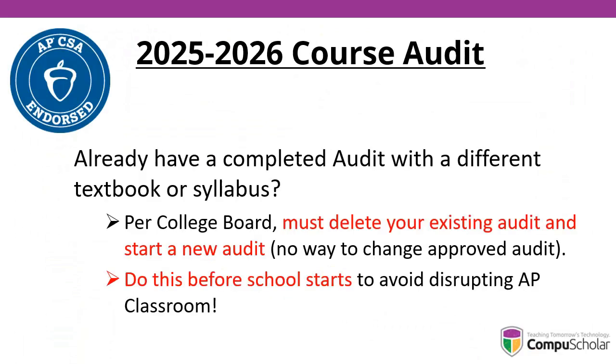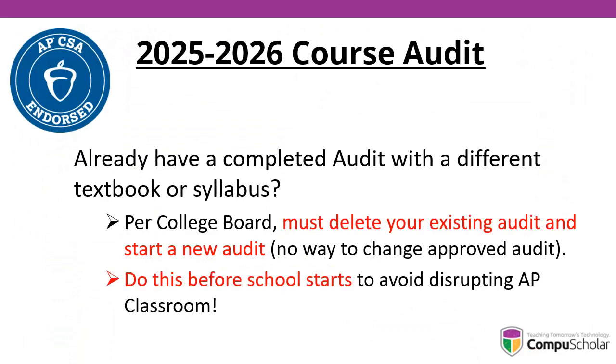We are aware that some teachers have already completed the course audit and selected a different textbook or a different syllabus. You may have simply completed the course audit in previous years and have now switched over to using the CompuScholar materials. We've had a lot of conversation about this situation with the College Board because frankly there's no easy way to change your course audit to select a different textbook or syllabus. So what the College Board has told us is that the easiest way to do this is to simply delete your existing audit and start a new audit. That sounds kind of scary, but actually it's pretty quick and easy.